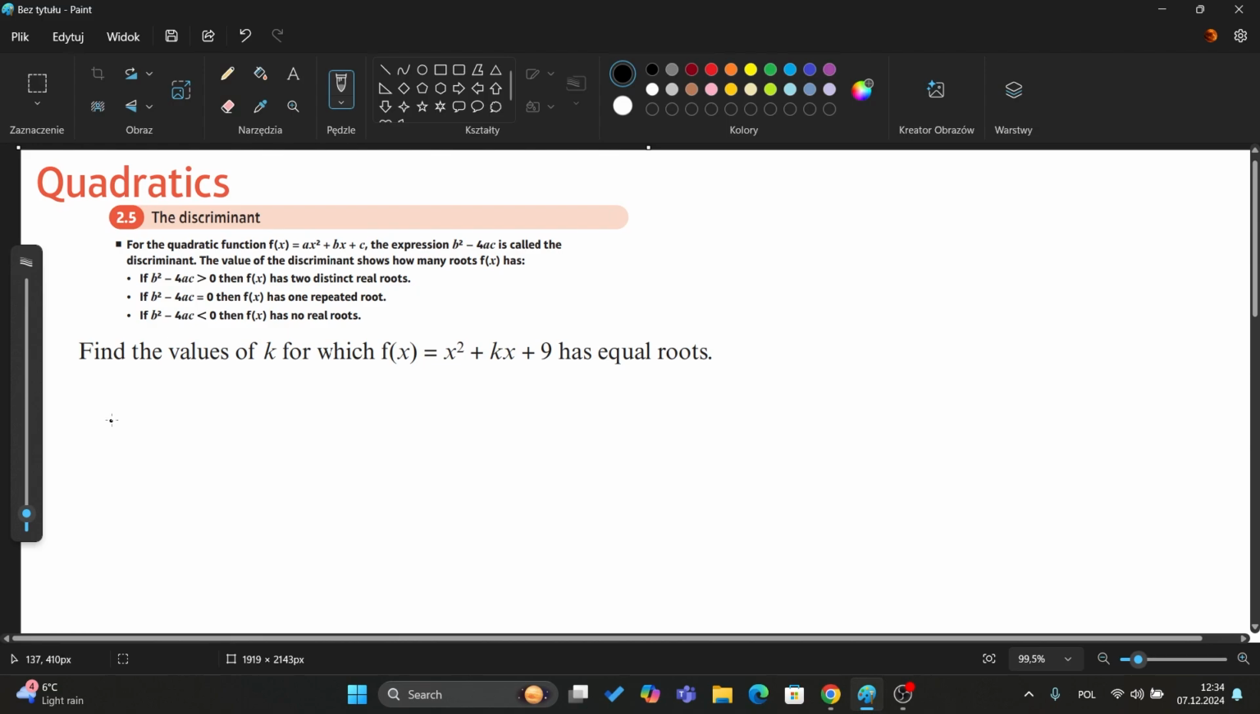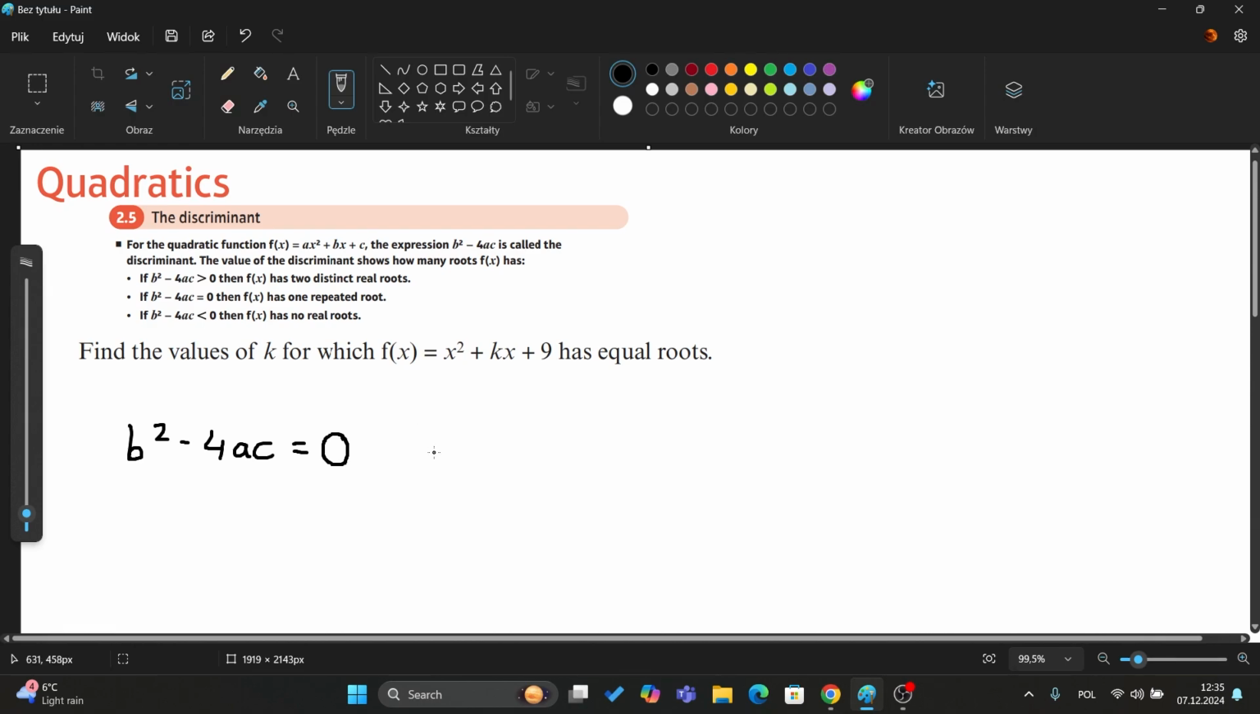So here we have an example question: find the value of k, or values of k, for which f of x equals x squared plus kx plus 9 has equal roots. Now, when we do b squared minus 4ac, the value tells us whether it has equal roots, distinct roots or no real roots. Here b squared minus 4ac is going to be equal to 0 because we have equal roots, which means there is one repeated root.